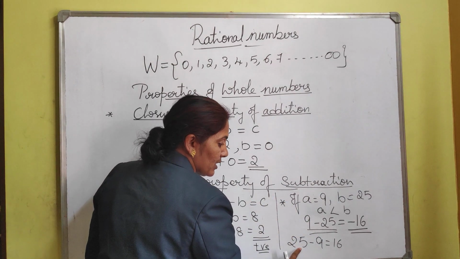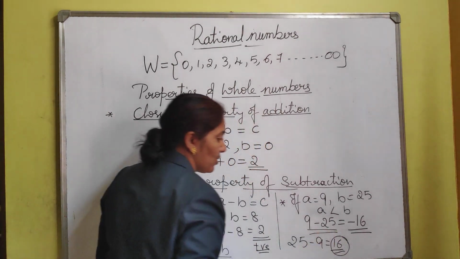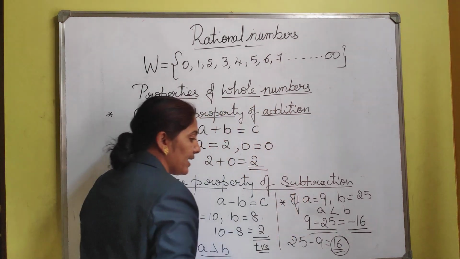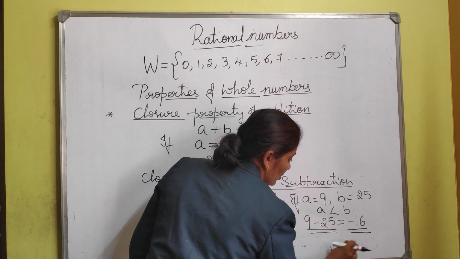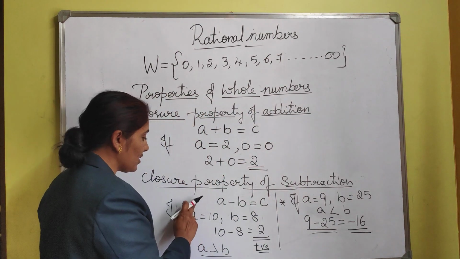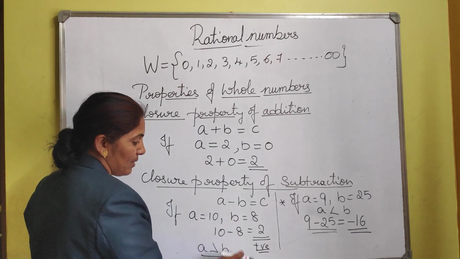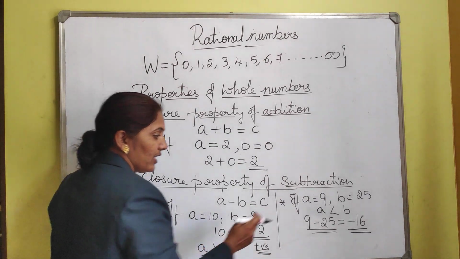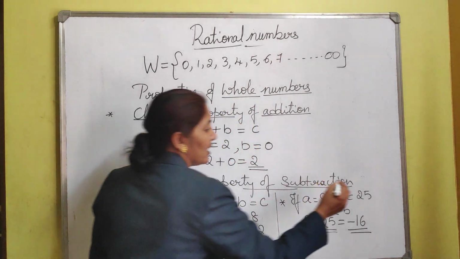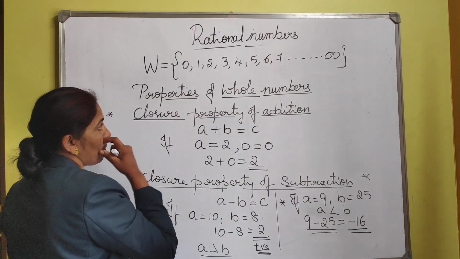So, when a positive number is greater than a negative number, then we get the value as positive. But in this case, what do we find? This is greater than 9. That is, minus 25 is greater than 9. So, the difference whatever we are obtaining here is negative. So what does the closure property of subtraction tell you? If A is greater than B, then the value obtained is positive. If A is less than B, the value obtained is negative. So subtraction does not satisfy the properties of the whole numbers.